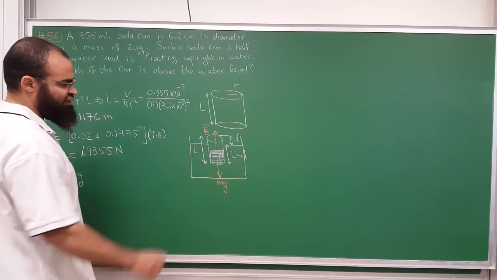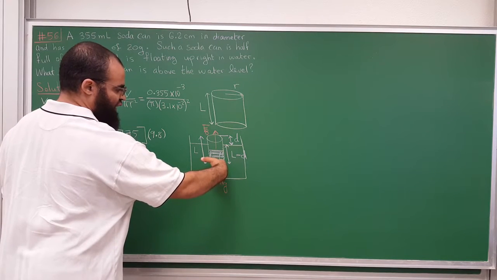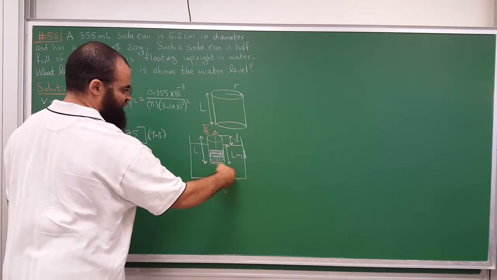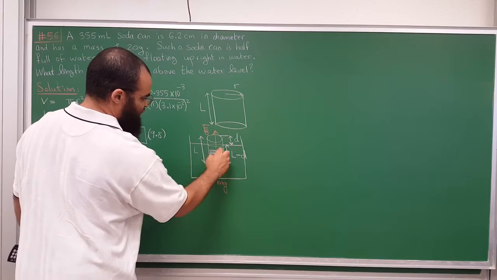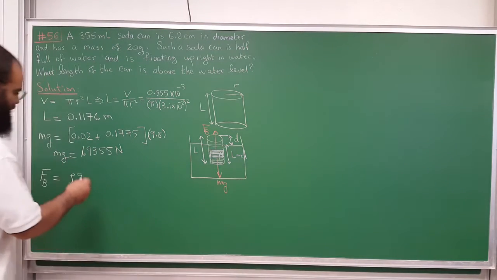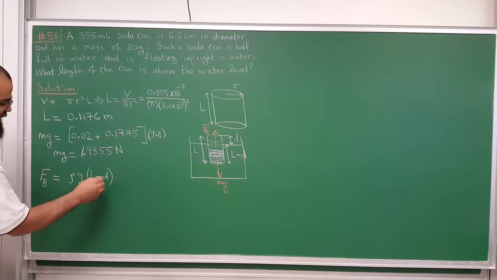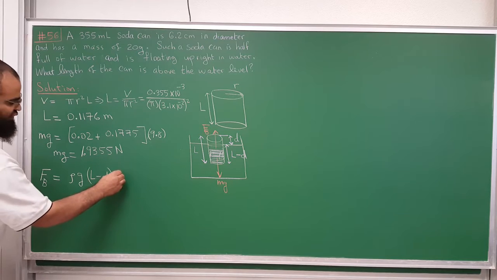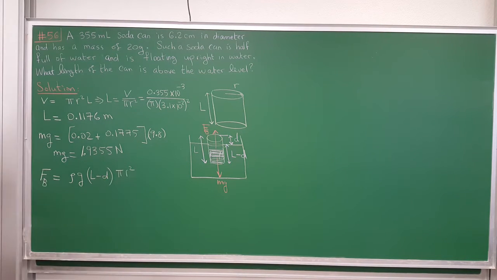The volume of the can that's submerged is the L minus D, the height, times the area. So it will be L minus D, right? Imagine you have a cylinder, and only this part of the cylinder, the L minus D, times the area. So it will be L minus D times the cross-sectional area, which is pi r squared.